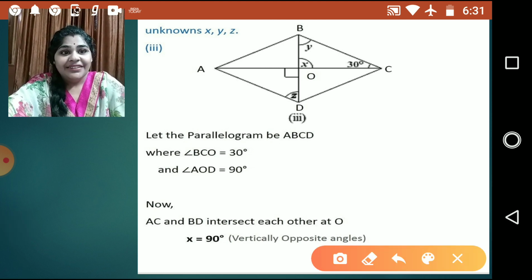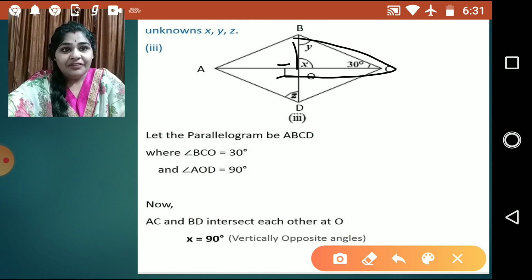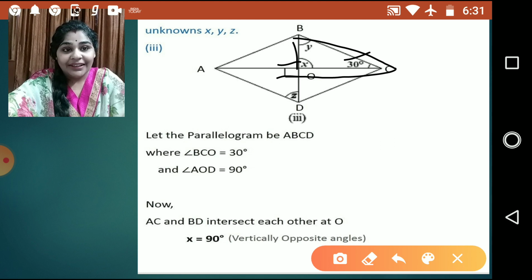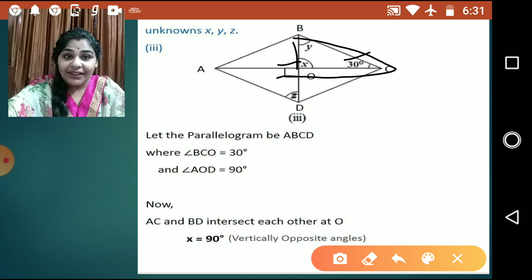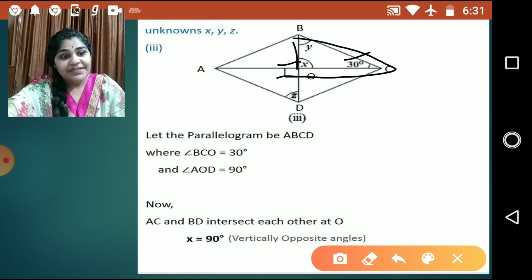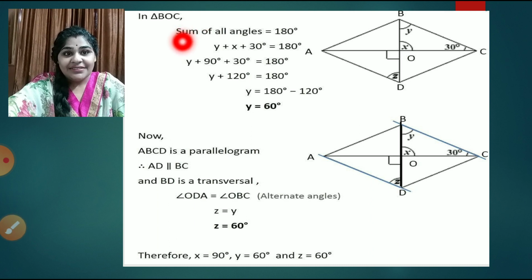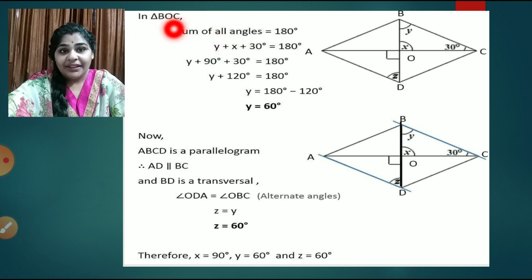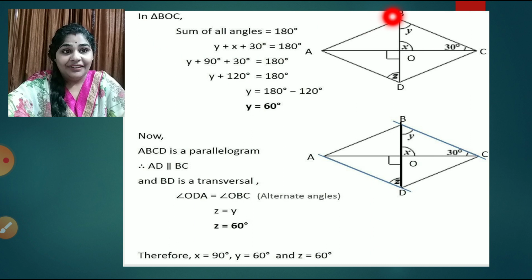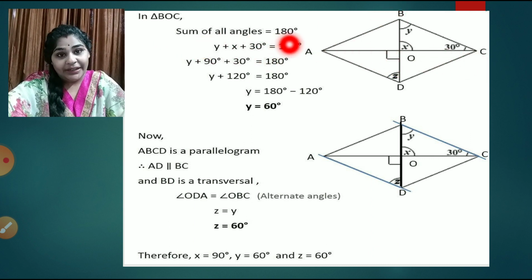Now if you see here, this is forming a triangle, right? We have X, we have 30 degrees in the triangle and only one angle is remaining. Now here you can use the angle sum property. In any triangle, the sum of the three angles is equal to 180 degrees, that we have seen, children. So let us see how to solve. Now here you can see the sum of all angles in triangle BOC, mention that in triangle BOC, right? The sum of all angles is 180 degrees.